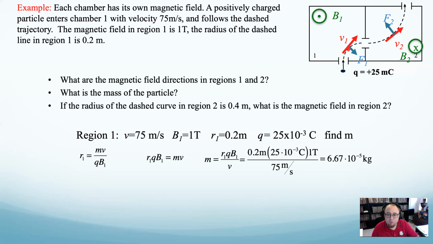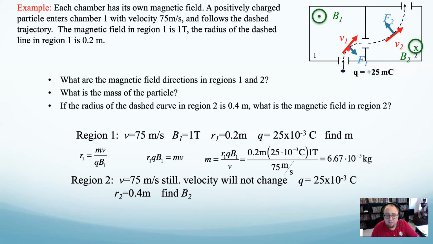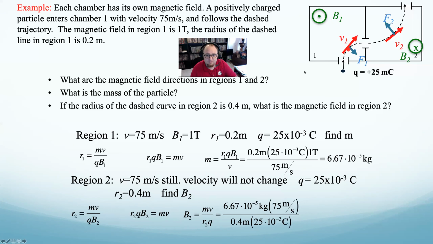In region 2, if everything's perpendicular, the velocity is not going to change. The charge isn't going to change. So I just have a new radius, and I get the new B. So I say, okay, here's my equation. I want to get B, multiply both sides by QB, divide by all Q, plug in, and there you go.